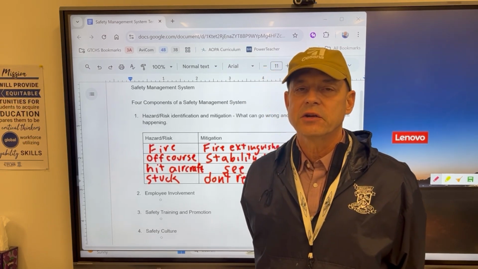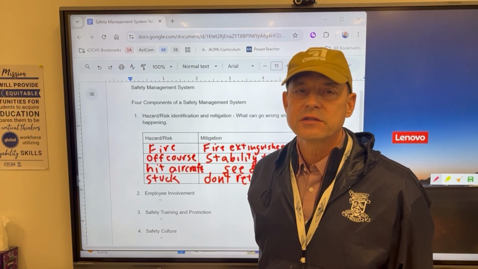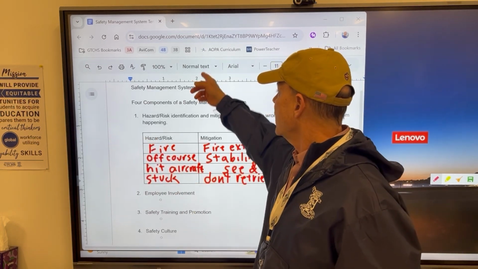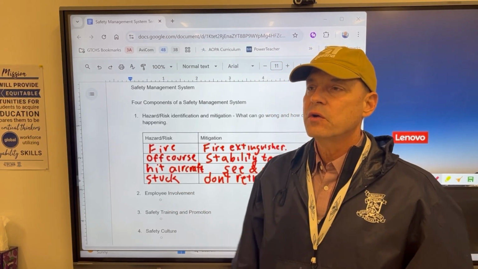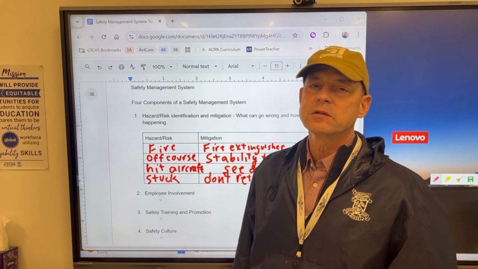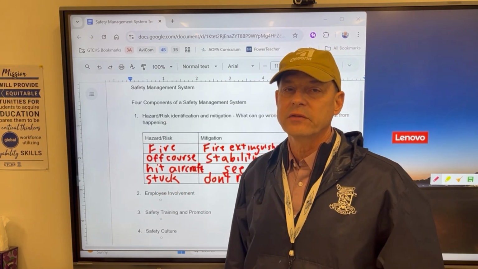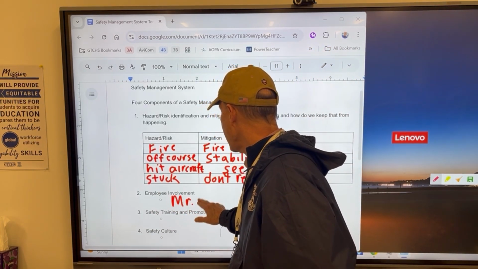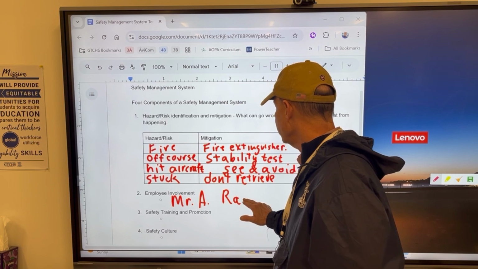Now, the same thing applies here to school. We're not a business or a company, but we are a learning institution, and we do have employees. That would be me. So in our safety management system, the employee involvement, I'm the only one who's getting paid, right? So Mr. A has the responsibility, he's ultimately responsible for anything bad that happens. That's really why we're going through this whole process, to make sure nothing bad happens. So employee involvement is Mr. Adamatis is going to act as the range safety officer.